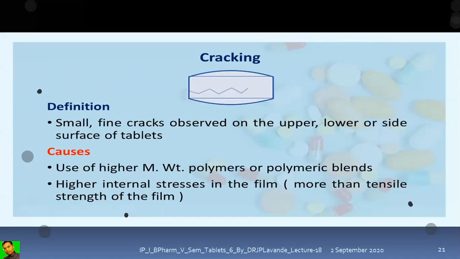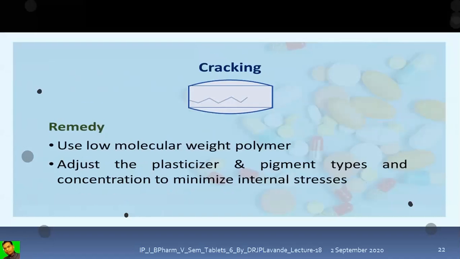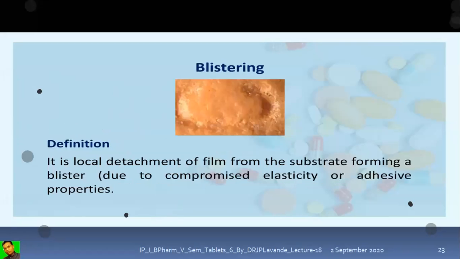The internal stress being more than the tensile strength of the film, that is the reason. Then the remedy, as I told you, is to use a low molecular weight polymer, or we need to adjust the plasticizer and pigment types and concentration to minimize the internal stresses. The internal stresses need to be minimized in order to avoid cracking.